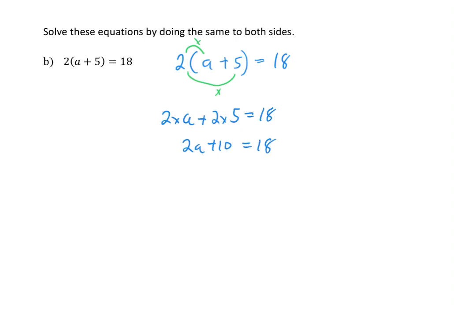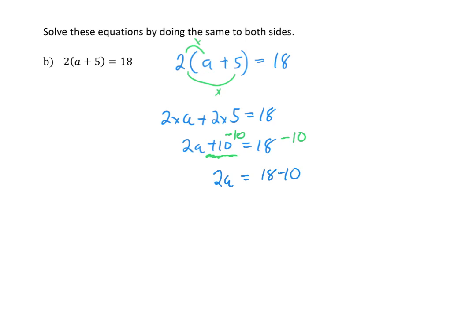Now that I've simplified my original equation, I can go ahead and solve for the unknown variable a. So 2a plus 10 is equal to 18. The first step is to remove the plus 10 from the left-hand side. To do that, I do the inverse operation, which is to subtract 10. What I do to the left-hand side, I need to do to the right-hand side. So 2a is equal to 18 minus 10.